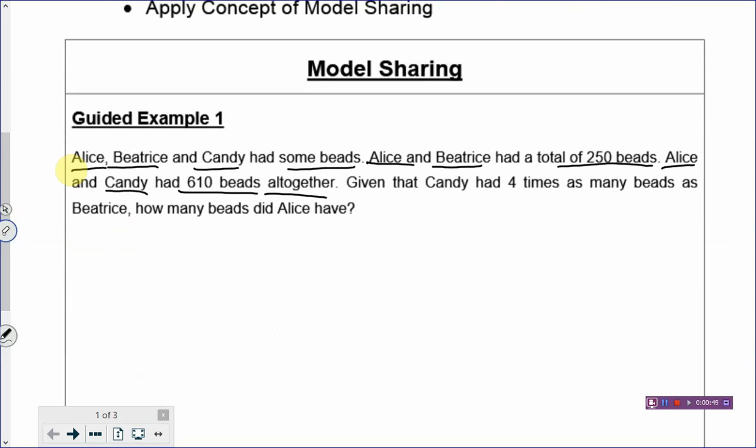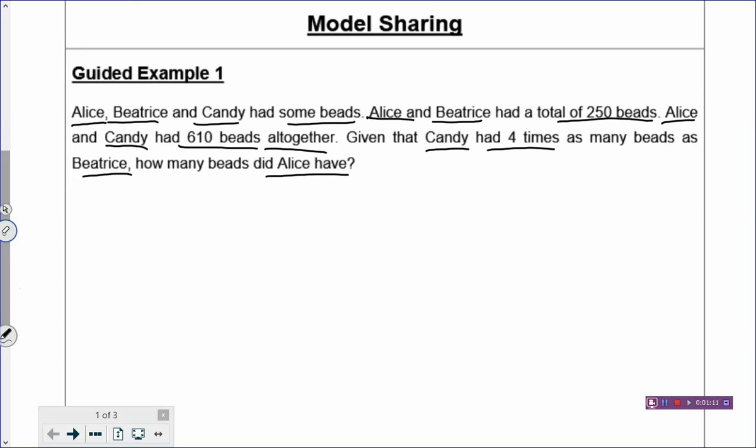You can see Alice and Beatrice had a total of 250. Alice and Candy, 610 altogether. So who is the repeated person? Alice is the repeated person, so we call it the repeated identity. So we're going to do model sharing for Alice. Now, given that Candy had 4 times as many as Beatrice, how many beats did Alice have?